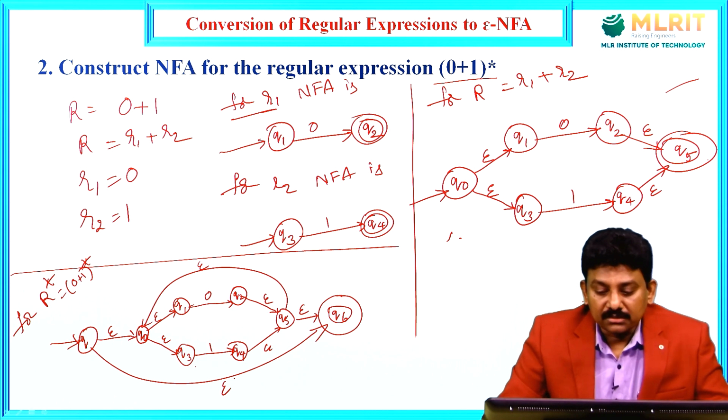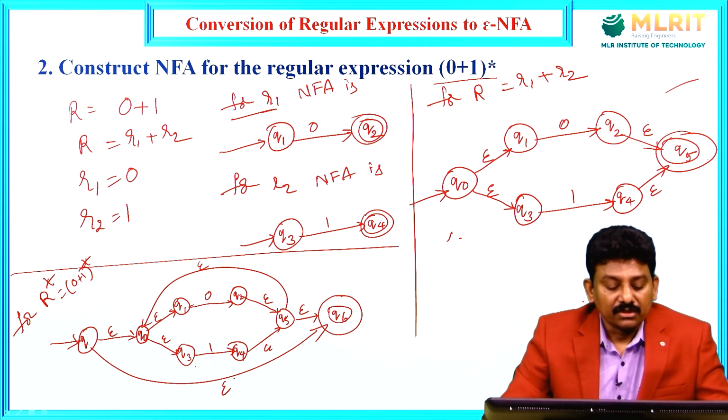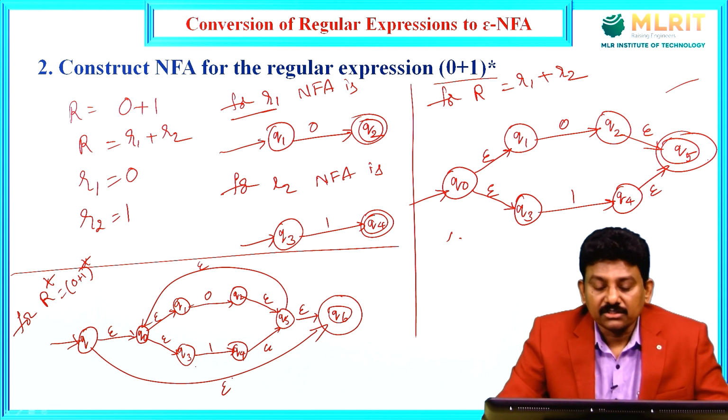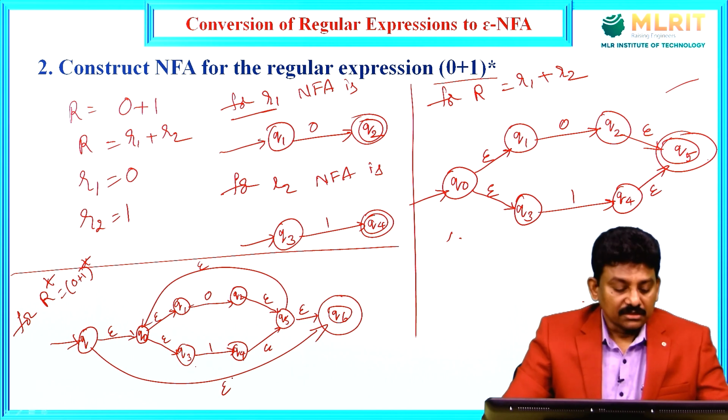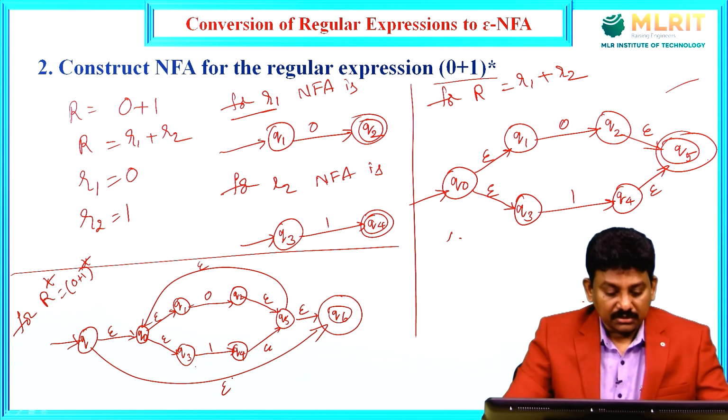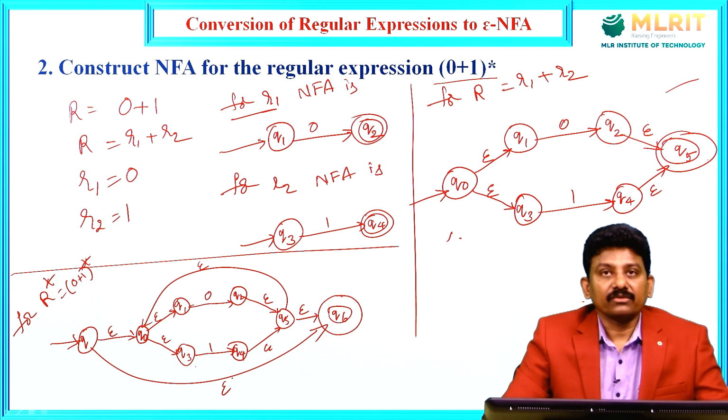The state numbering may be anything, but we have to give unique numbers to the states like Q0, Q1, Q2. This is the NFA for 0 plus 1 whole star.